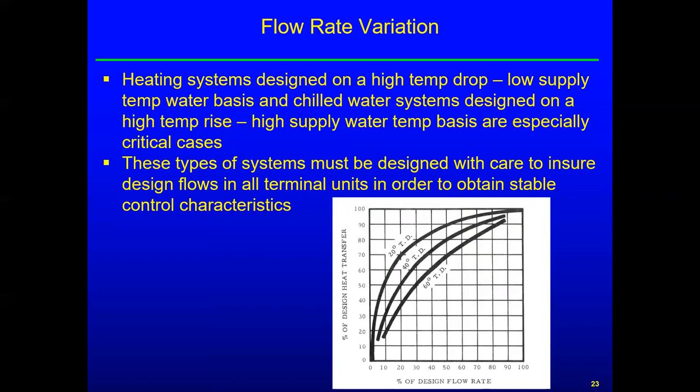Okay, so heating systems designed on a high temperature drop, low supply water temperature basis, and chilled water systems designed on a high temperature rise, high supply water temperature basis, are especially critical in terms of controllability. These types of systems must be designed with care to ensure design flows in the terminal units in order to obtain stable control.